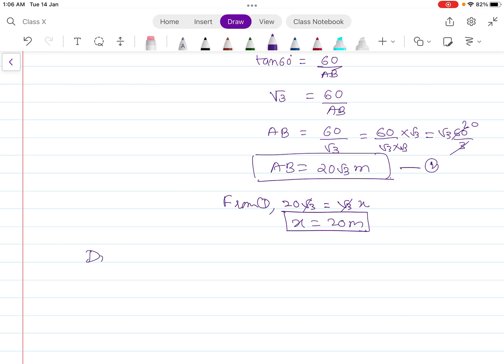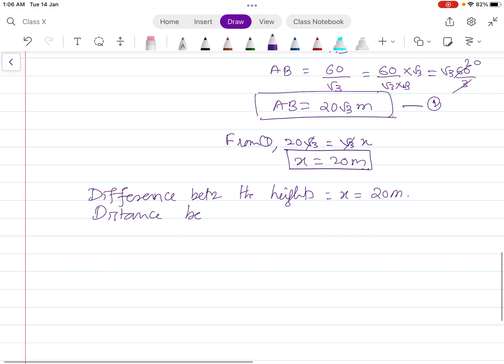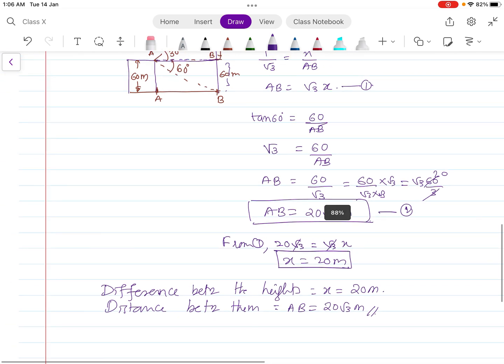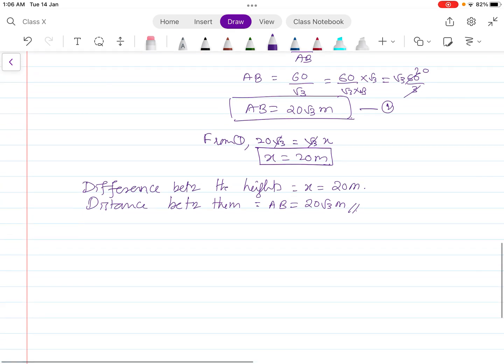So the difference between the heights equals x only, so that is 20 meters, and the other is the distance between building and tower, which was nothing but AB, so that came as 20 root 3 meters. I have not written all the details here, just given you the hint how to get the required answer for this question. I hope it is clear to you all now.